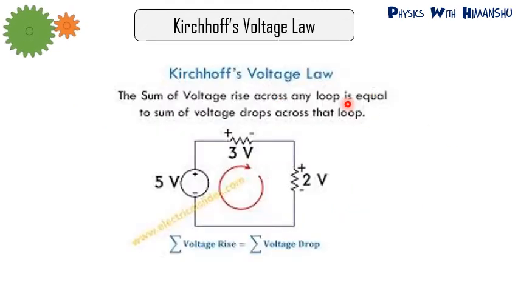Now coming to Kirchhoff's voltage law. Kirchhoff's voltage law says that the total increase in potential in a circuit will be equal to the total decrease in potential. It means the net potential change in a closed loop is always equal to zero. So in this diagram, the potential is increased in the battery. Total increase in potential is 5 volt and total decrease is 3 plus 2, that is 5 volt. So total voltage rise will be equal to total voltage drop. So this is basically Kirchhoff's voltage law.